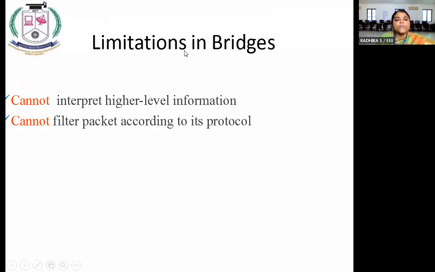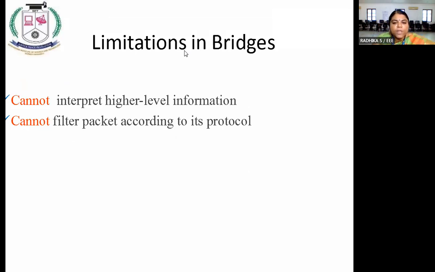So even if you do all this, we still have certain limitations in bridges. With the intelligence that these bridges have, they cannot interpret high level information. And again, they cannot filter packets according to the protocol.